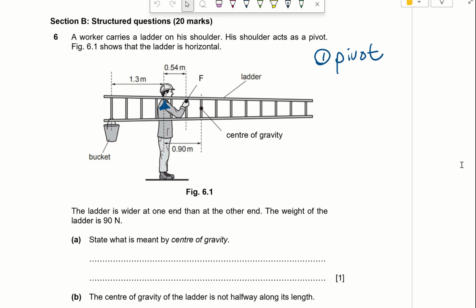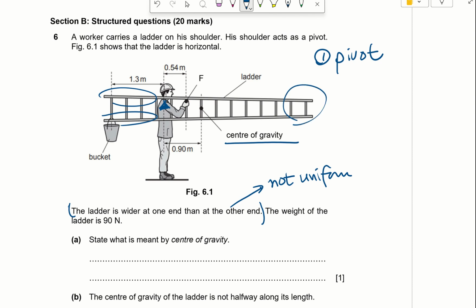So now the ladder is wider at one end than at the other end. That means this ladder is not uniform. If I were to measure the whole length of the ladder, I would not expect the center of gravity to be right smack in the middle, because there is more material over here than at the front. So the weight of the ladder is 90 Newton, and because they tell us the center of gravity is here, I will have a 90 Newton force here. Why do I need to write down all the forces? Because step 2 is number of forces.